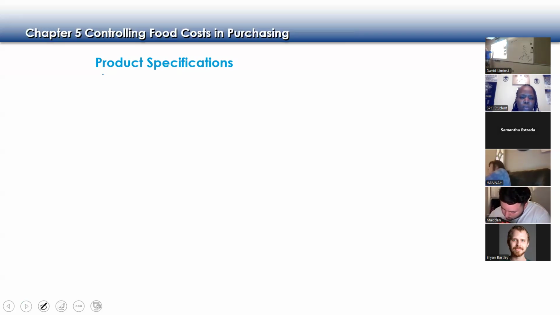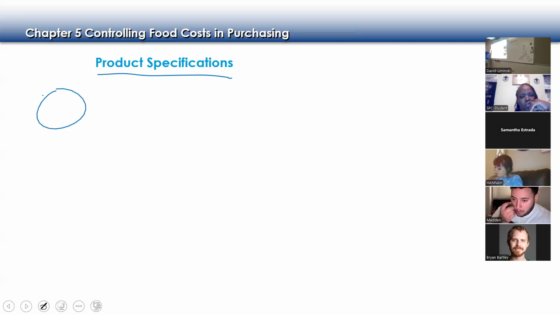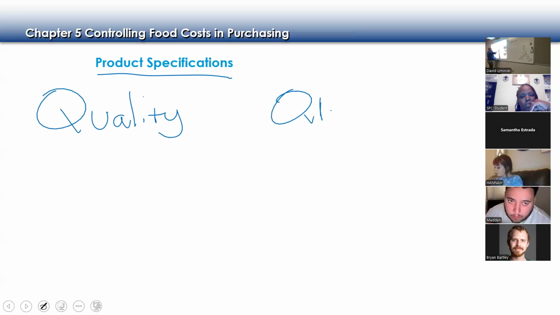There are two categories of product specifications. Who can remember one of them? We've talked about it in a previous class. Yes, quality. And what's the other one? Quantity. I'll spell it out: quality and quantity. Okay.